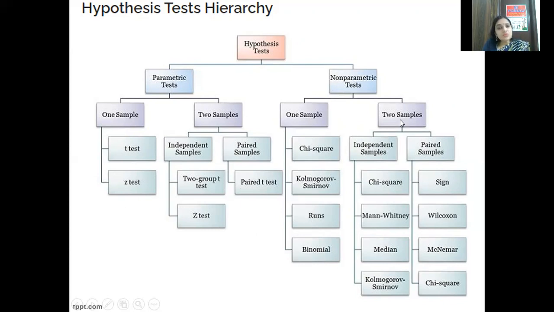all against the 1 sample T test and Z test. Then when it comes to 2 sample tests, for independent samples we have chi-square, Mann-Whitney test, median, and Kolmogorov-Smirnov test. And for paired samples, we have sign test, Wilcoxon, McNemar, and chi-square. Mostly we use Wilcoxon and sign test here. Done. This is all about univariate and bivariate analysis. 1 sample means univariate analysis, and 2 samples means bivariate analysis.